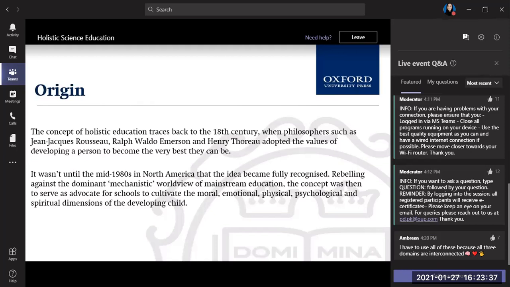So the key to holistic education was then to develop a learning environment in which the child's intelligence can naturally unfold. We did see a lot of things happen in the world during the 1980s, and especially in North America, when this idea of holistic education became fully recognized, because they felt that the current form of education that was there was too mechanistic, and it had to change. So they wanted to have an education in which they could focus on the moral, emotional, physical, psychological and spiritual dimensions of developing the child.